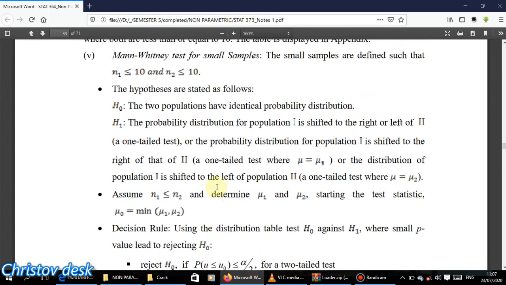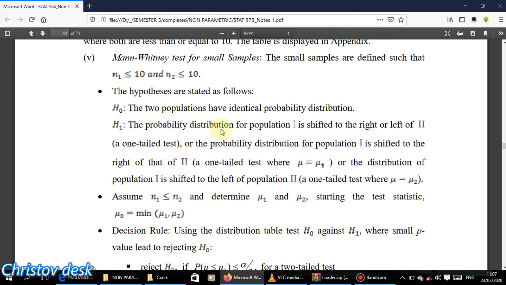So remember, we are testing the distributions, so take note. All the time, stating the hypothesis is very important. For a two-tail test, the two distributions have identical probability distributions, so you can say the two distributions are the same, against the two distributions are different. For a one-tail test, it could be that one of the distributions is shifted to the left of the other, or the other is shifted to the right. So if it is one tail, you say the distributions are the same against one being shifted to the right of the other, or the other shifted to the left. All right, so take note.